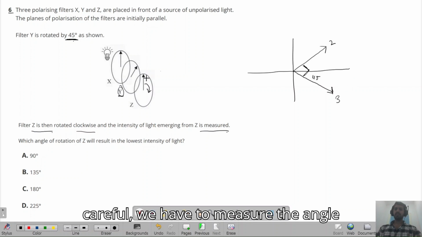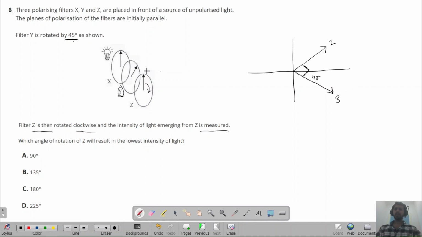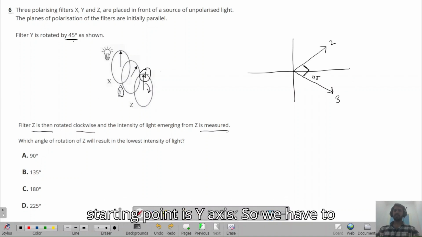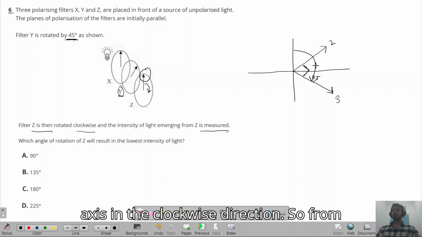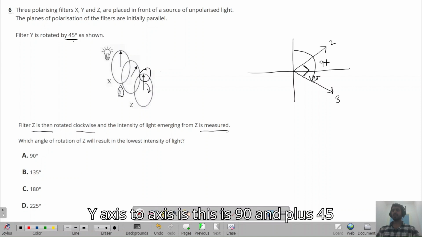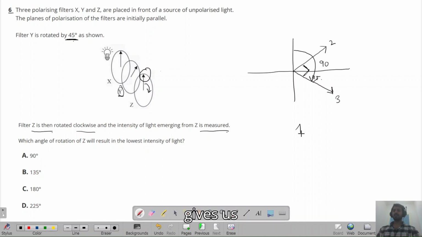But be very careful, we have to measure the angle from the starting point. Starting point is the y-axis, so we have to measure this angle from the y-axis in the clockwise direction. So from the y-axis to the x-axis, this is 90, and plus 45 gives us 135, which is option B.